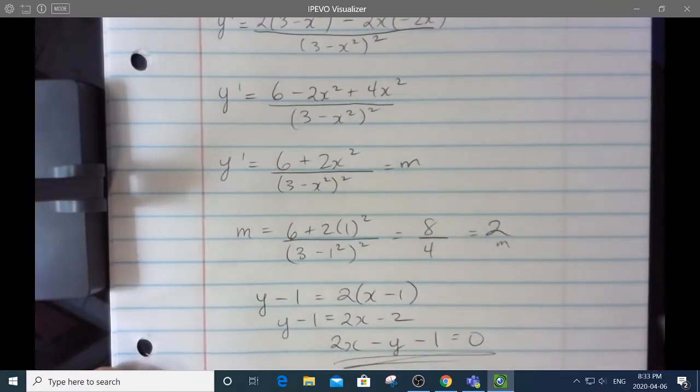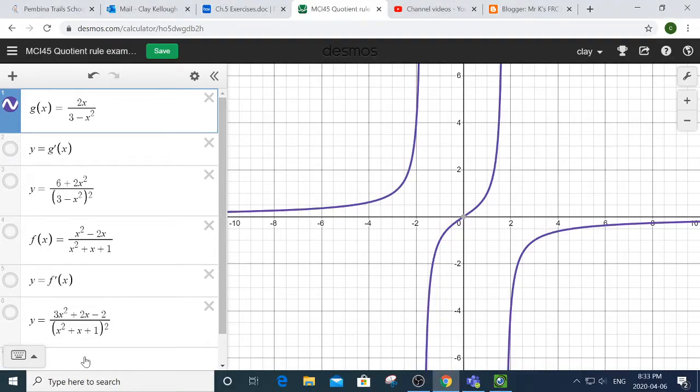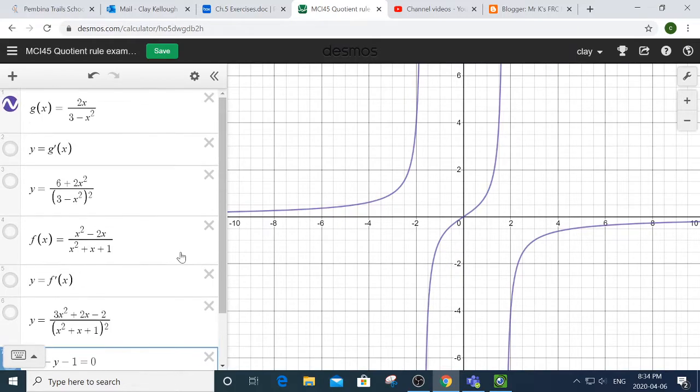Let's see if that works with my slope here. I'll just do that as 2x minus y minus 1 equals 0. And yep, there it is. It goes right through 1, 1. It's a tangent. It's beautiful. It's done. Mission accomplished. So there's the first example.